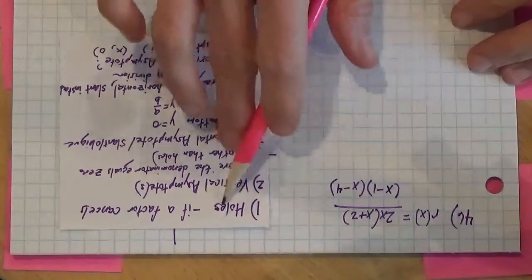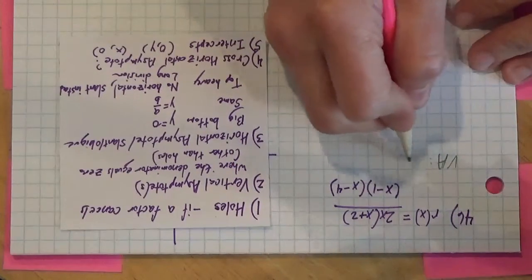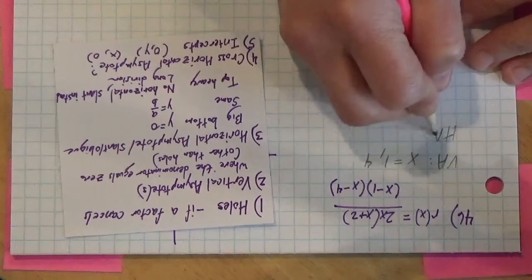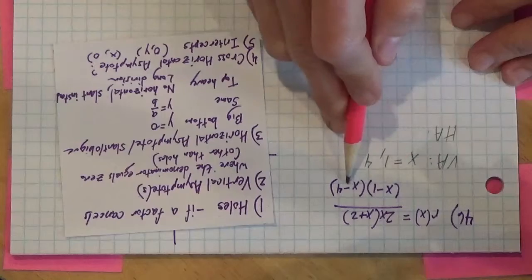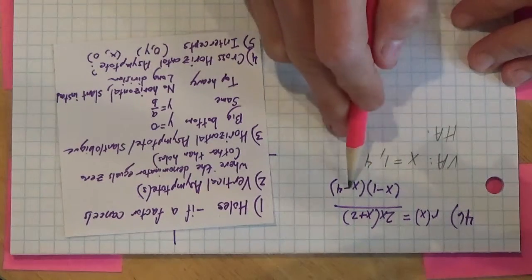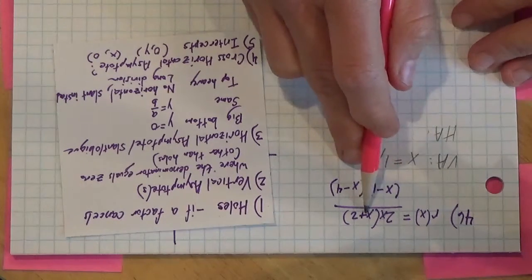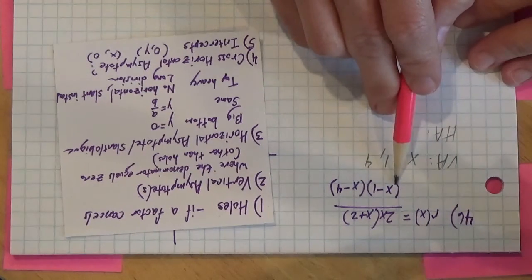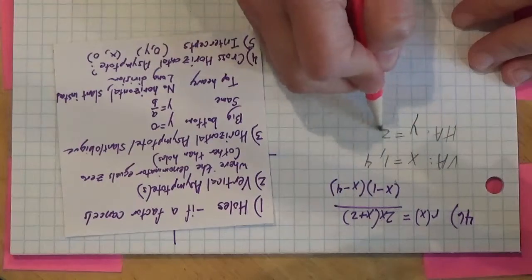So nothing's canceling, no holes. Vertical asymptotes where the bottom equals 0, at 1 and 4. Horizontal: if the bottom was multiplied out, it would be squared. Oh, and the top would be squared as well. So the coefficient on top would be a 2x squared, and on bottom it would be a 1x squared. So it's going to be y equals 2.